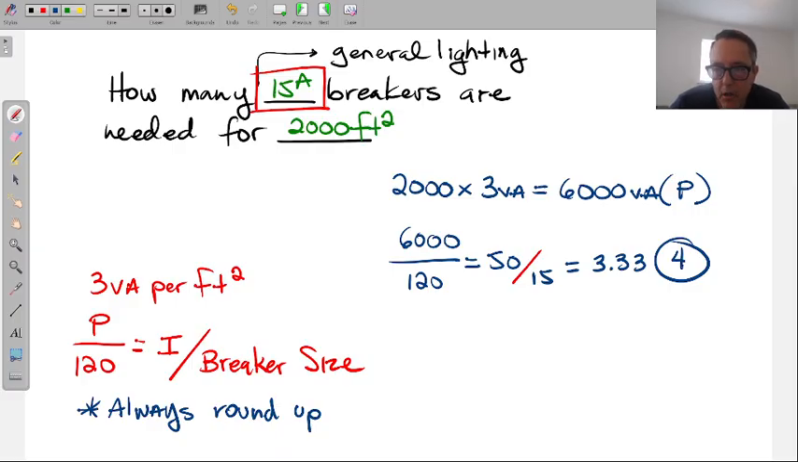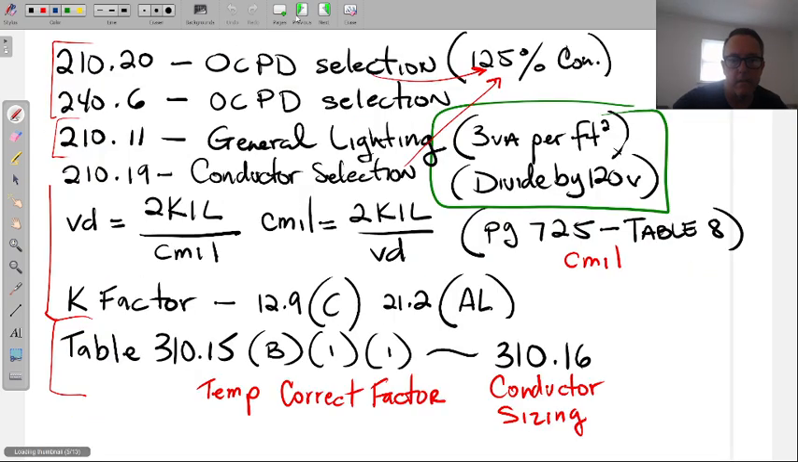All right, any questions on this one? This one doesn't require a table. There is, again, the code section that this comes from, which is what I've referenced here. That's the 210.11 for general lighting, but there's the 3 VA per square foot divided by 120 note. Both notes are here.